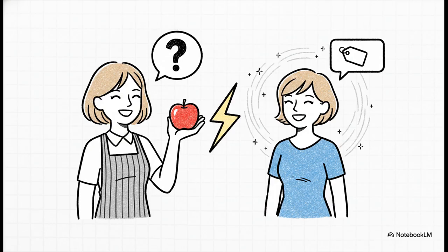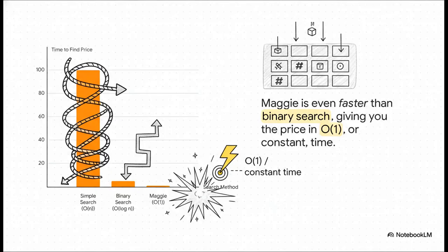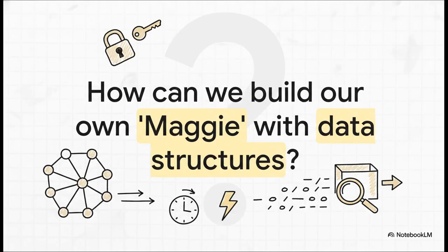That's the goal. This chart just says it all. That huge bar on the left, that's our slow, painful, simple search. The next one is that much better binary search. But look at the bar for Maggie. It's practically a flat line. In computer science, we call this O(1), or constant time. And what that means is, it doesn't matter if you have 10 items or a billion items. The lookup time is always the same. It's always instant. Okay, so Maggie is fantastic, but she's not real.